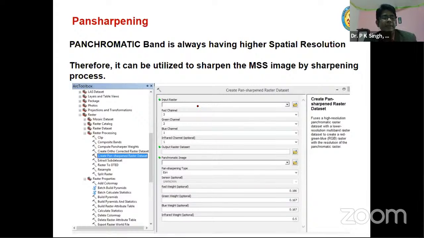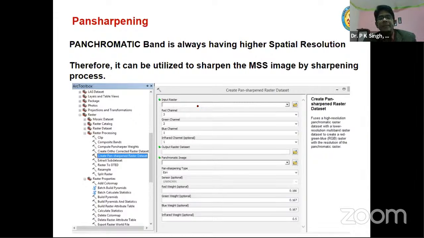Then pan sharpening. I already explained that panchromatic bands have better spatial resolution. So if you are creating one color composite using bands other than the panchromatic band, then merge it with the panchromatic band. The color will be from your multispectral bands, and spatial resolution will be from your panchromatic band. So spatial resolution will be enhanced.